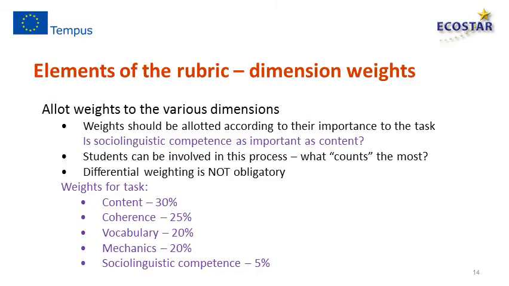Now, differential weighting is not obligatory. Okay, if in your task you think all of the dimensions are equally important, then give them all equal weight. But in this particular task, we thought that content was the dimension that was the most important, then coherence, vocabulary, mechanics, sociolinguistic competence, and you can see the percentages, 30, 25, 20, 20, and 5, that we gave to each dimension according to what we thought was its relative importance.